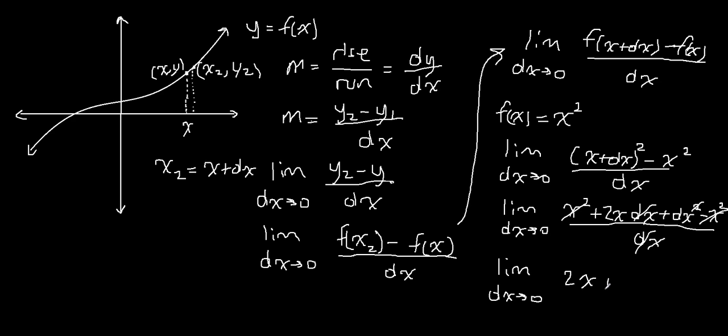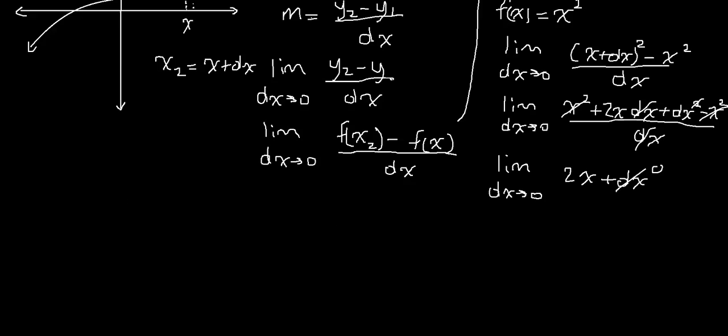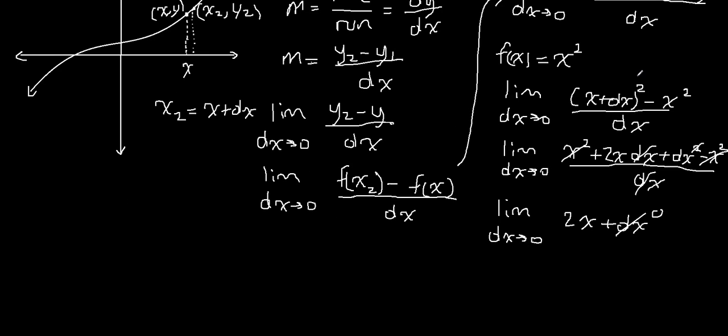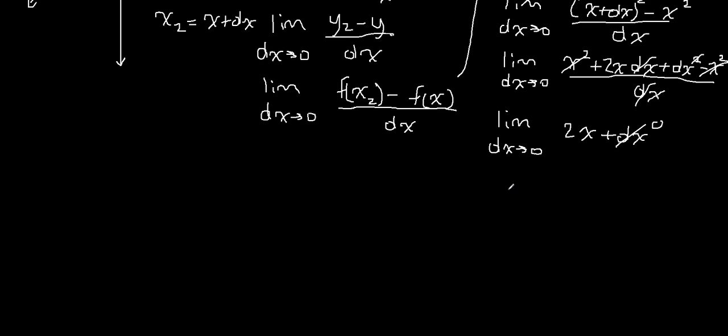So 2x plus dx. Now since this is the limit as dx is approaching 0, your dx is going to be really, really close to 0. So it's probably not going to be significant when you're dealing with larger values of x. So we can just cancel that out. So you'll be left with your derivative of x squared will be just 2x. So in derivative notation, d/dx of x squared equals 2x.